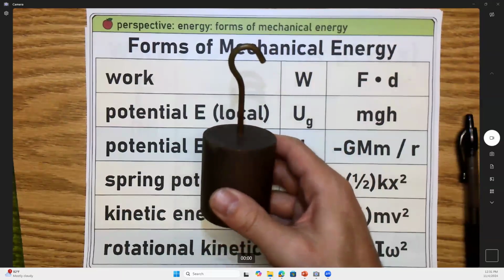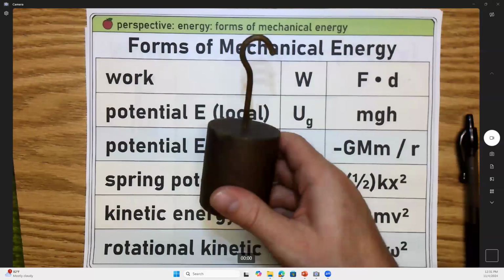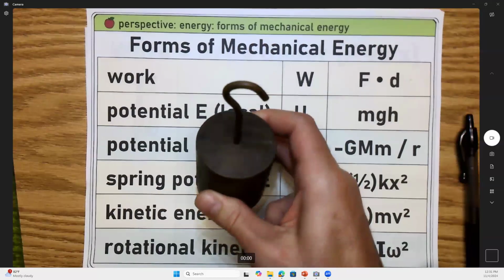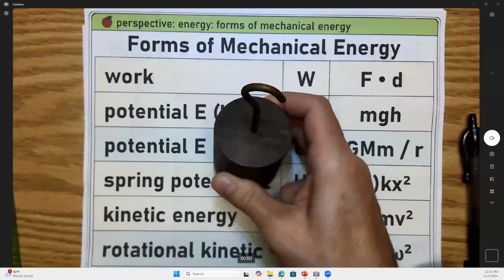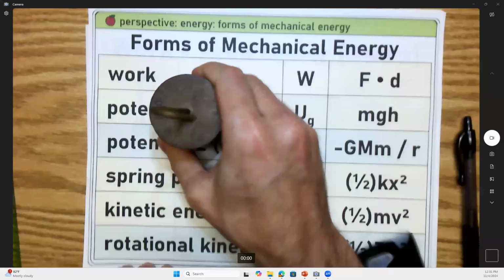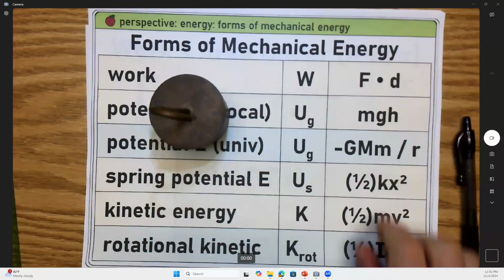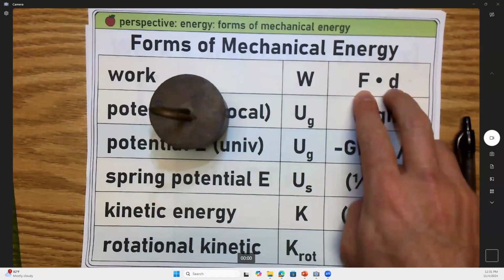How many newtons? 10. Yeah, 10 newtons. You could also say 9.8. Actually, that'd be a slightly better answer, but I'm going to call it 10 newtons. So to pick it up, does it take 10 newtons of force to pick it up? Yeah. Suppose I pick this up 1 meter. So let's say it was sitting down on the floor and I lift it 1 meter and set it on the shelf. So it took 10 newtons to lift it. I picked it up 1 meter and set it on the shelf.